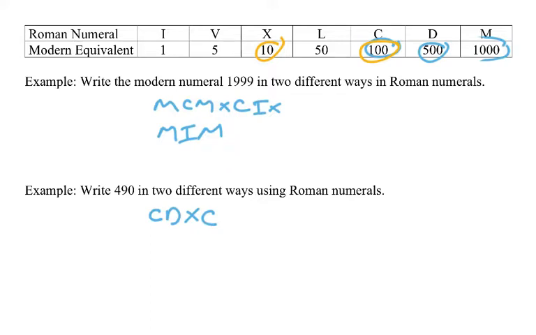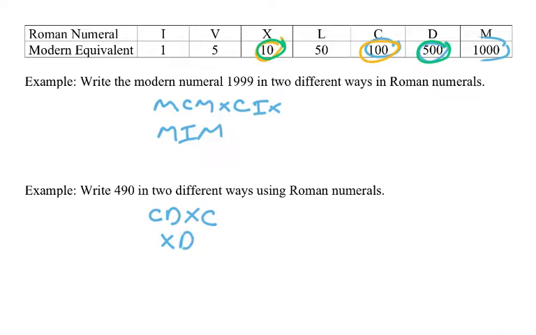A second way to look at this, though, is that 490 is 10 less than 500. So if I look at these symbols, 10 less than a 500 would simply be XD, and that would be another way to represent 490.